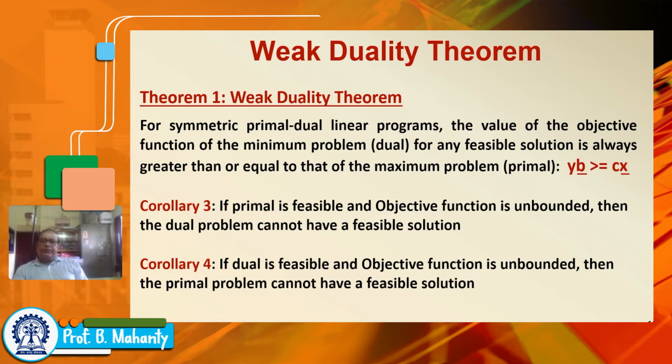If primal is feasible and objective function is unbounded, then the dual problem cannot have a feasible solution. So look here what is happening. The primal is a feasible point, right? It's a feasible problem, and the objective function is unbounded. Then the dual problem cannot have a feasible solution.